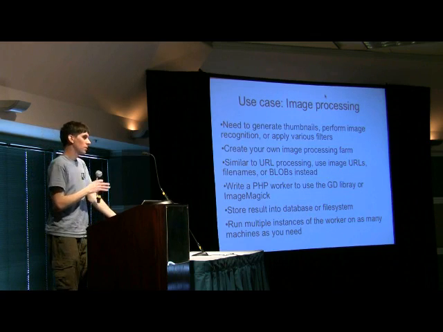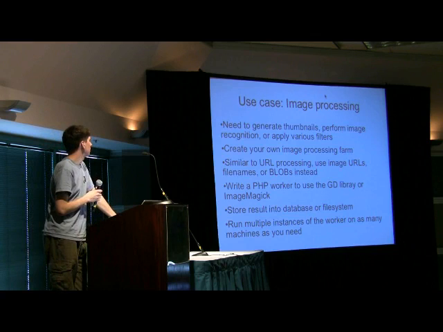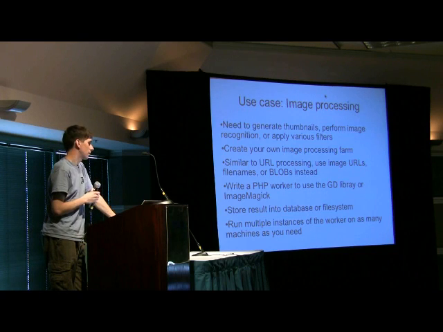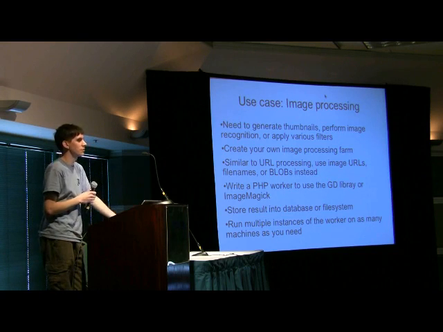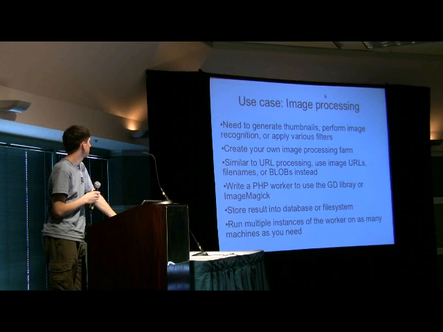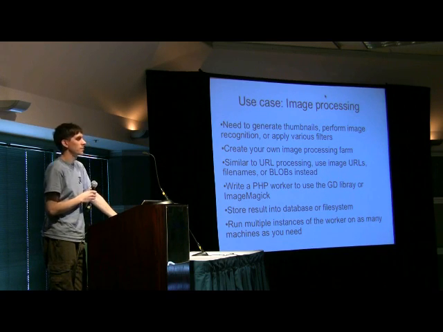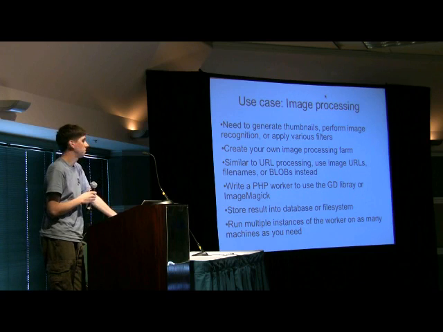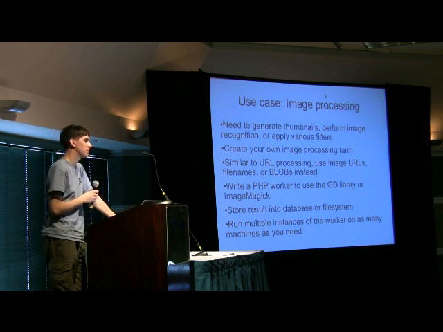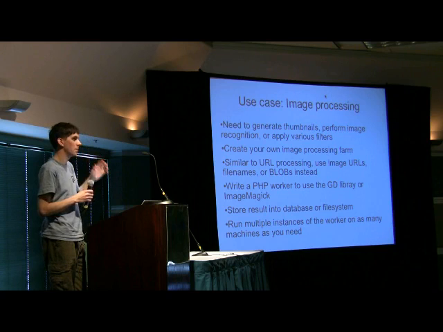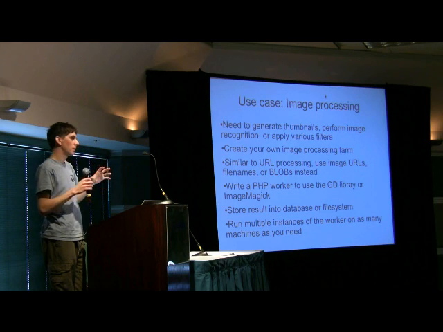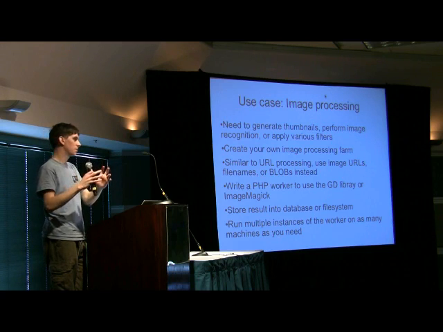The next case, directly related to the URL processing, is image processing. Let's say, in the case of LiveJournal, which is one of the big uses for this, you need to generate thumbnails or perform some type of image recognition or apply some type of filter to the images. Maybe you're doing an image manipulation website where you want to show in real time what it would look like with some red eye reduction, or what it would look like as a thumbnail.